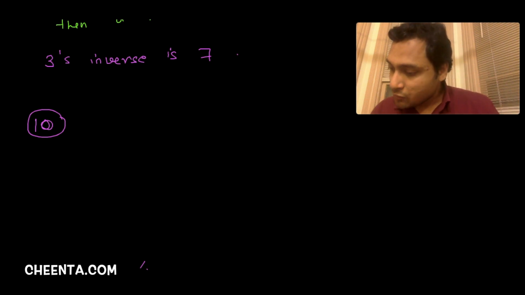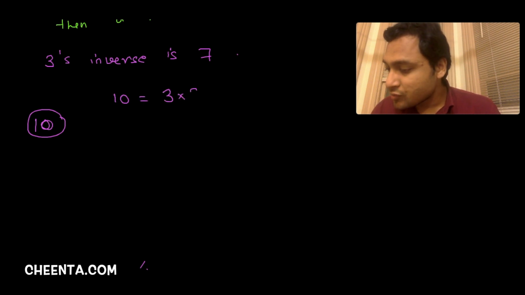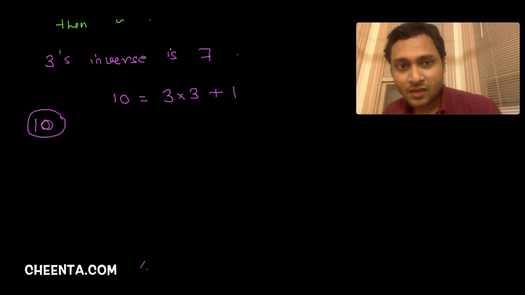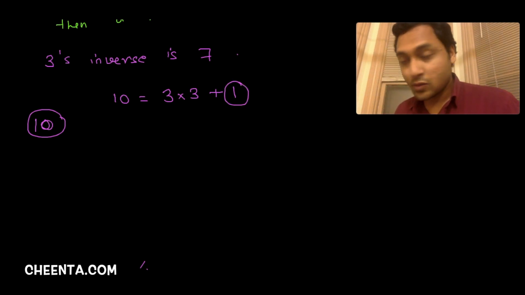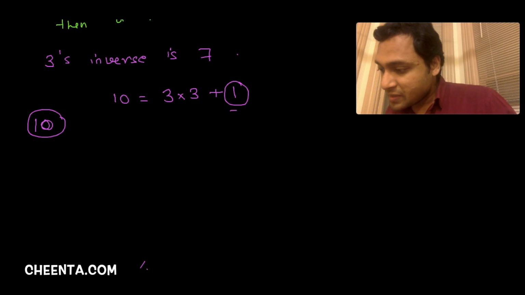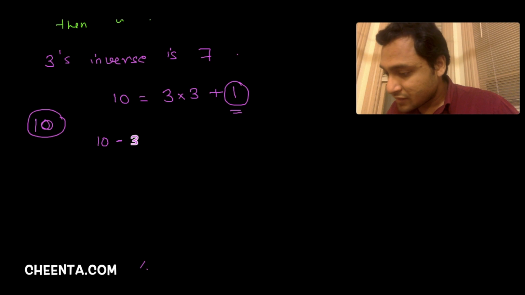So what we will do is, we will divide 10 by 3. So 10 is 3 times 3 plus 1. So we found this 1 at the very end of this equation. So we can keep it as it is on the right hand side and bring the rest of it to the left hand side. 10 minus 3 times 3 is equal to 1.